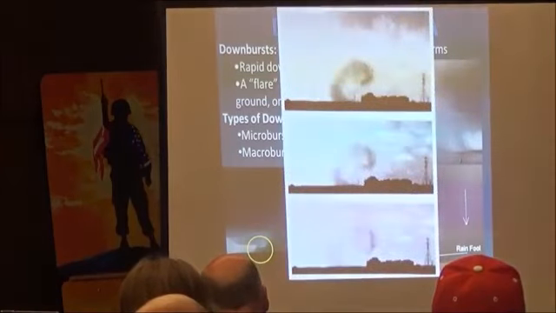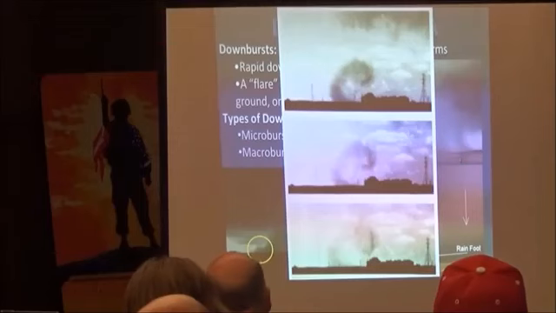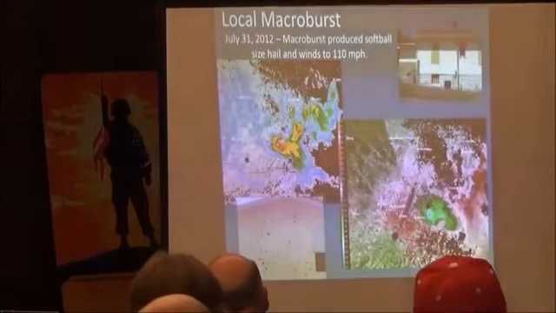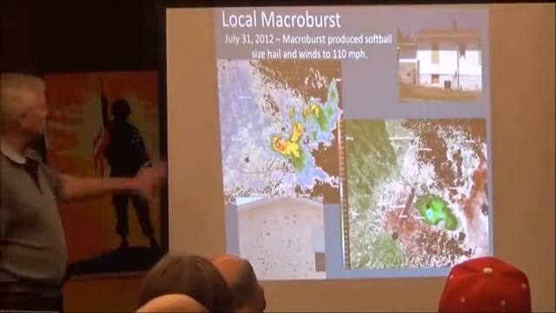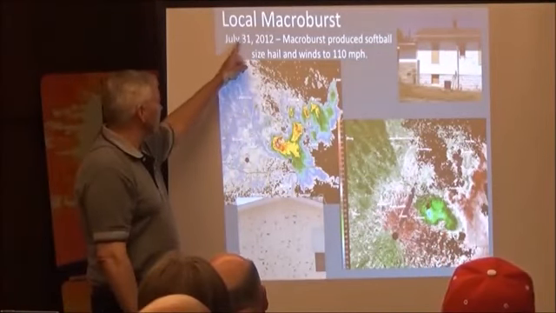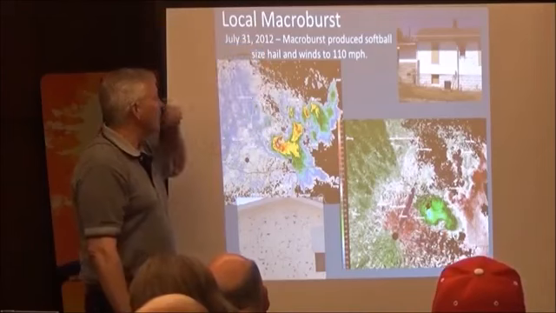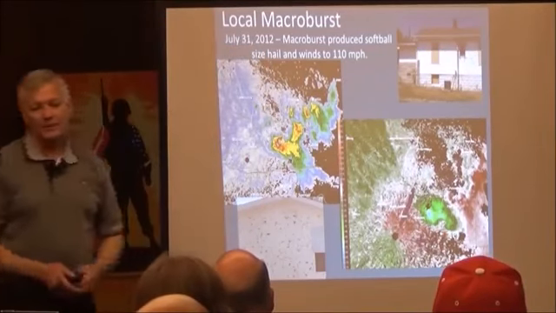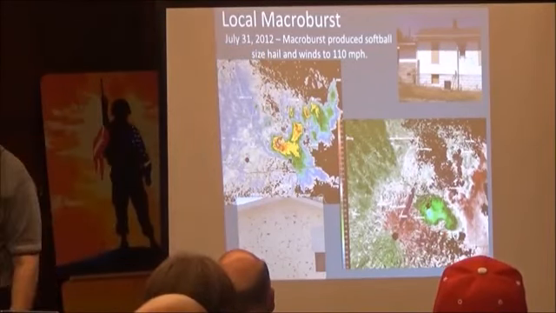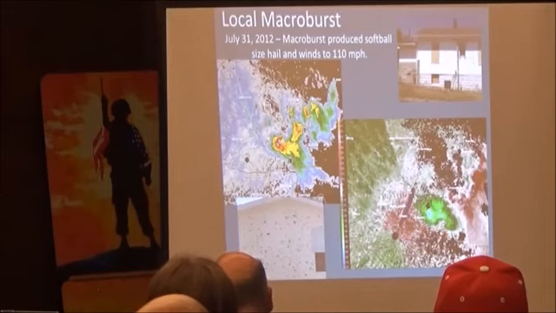And here's curls with some of the downburst. And here's just like the one that occurred here, we had one a couple years ago, produced softball size hail and winds to 110 miles an hour. Bottom line, downbursts can be some really bad dudes.